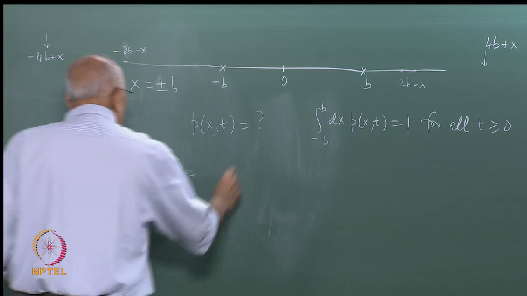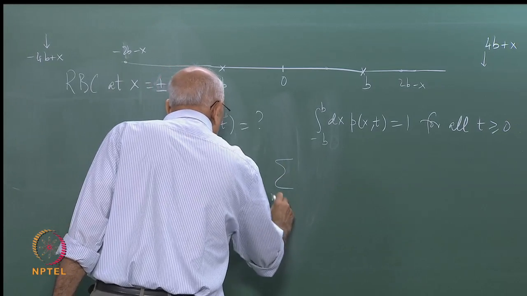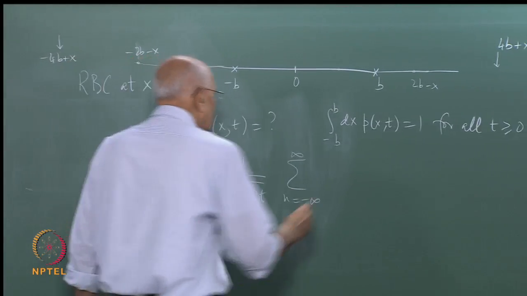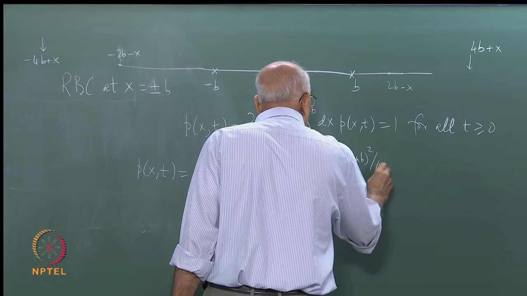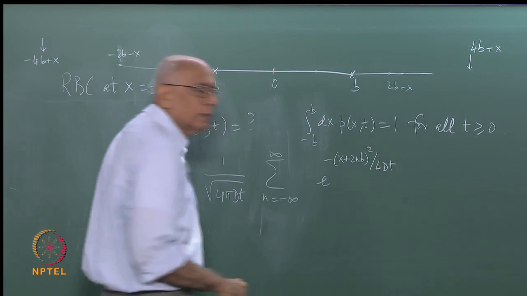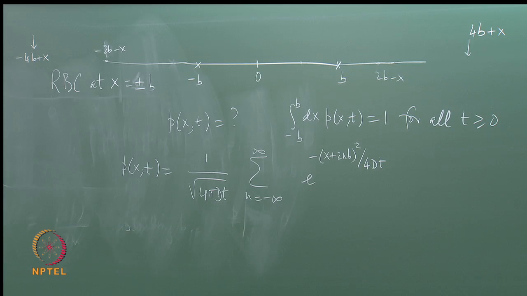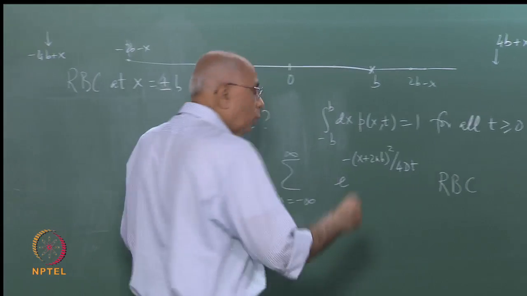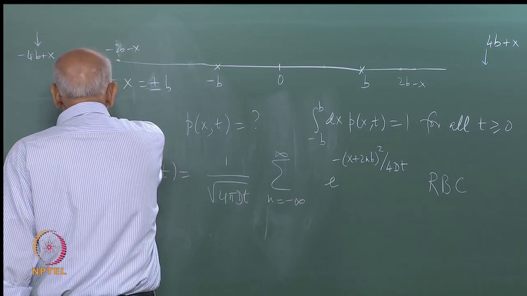p of x comma t, and I ask you to verify this, 1 over square root of 4 pi Dt, summation n equal to minus infinity to infinity, so an infinite number of images, e to the minus (x plus 2nb) the whole square over 4Dt, for reflecting boundary conditions, so that all the contributions are added up. So this is for RBC at plus or minus b.